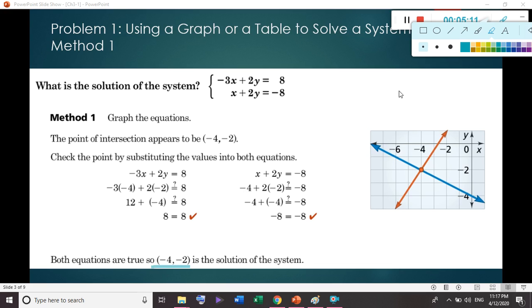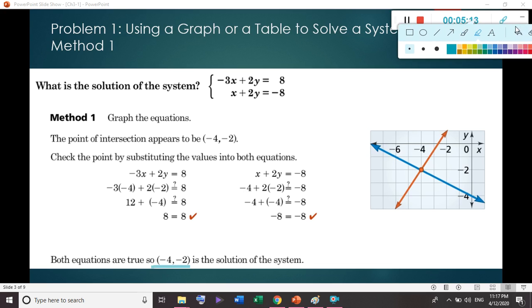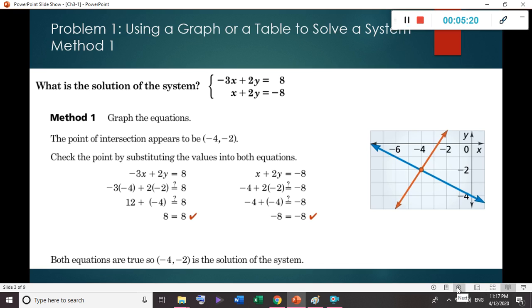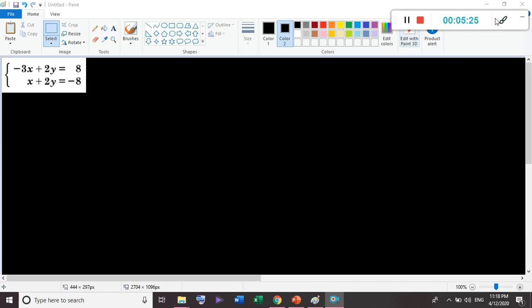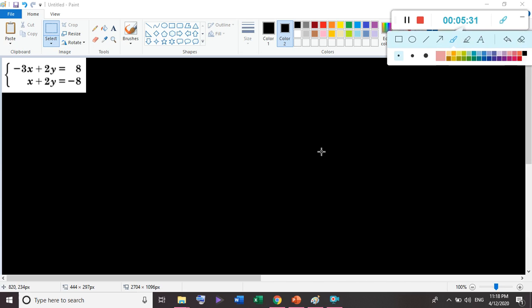Okay? Let's go for the second problem. Oh no, we're done with the first method here. We have another method, which is using tables. We're going to solve this using tables. How? Using tables means we're going to change each equation first into the slope-intercept form. Do you remember what the slope-intercept form is? It's y equals mx plus b. So first thing, we're going to change it into the slope-intercept form.